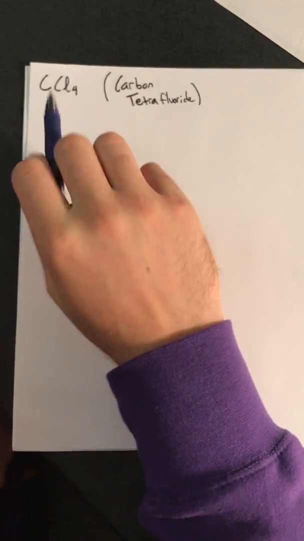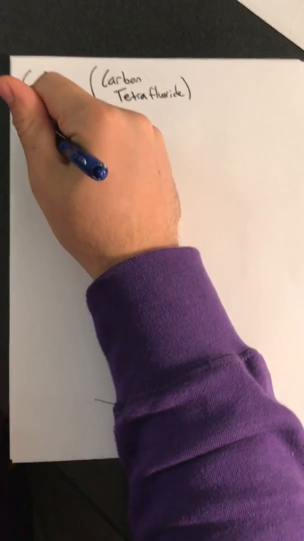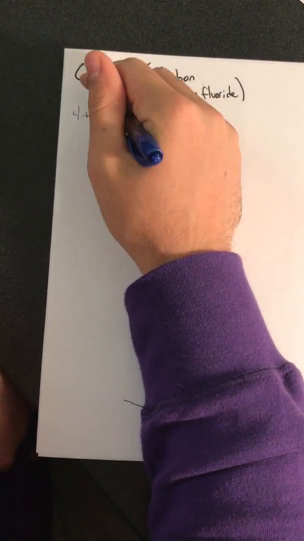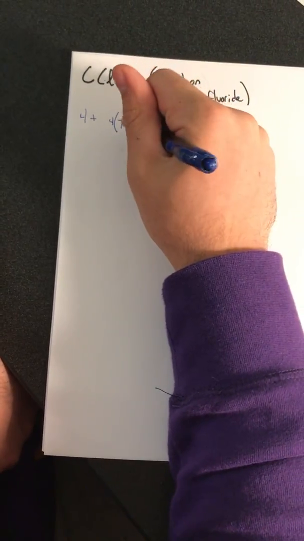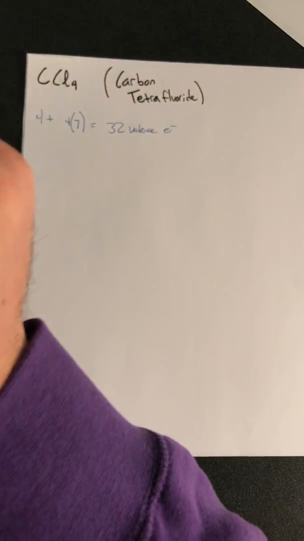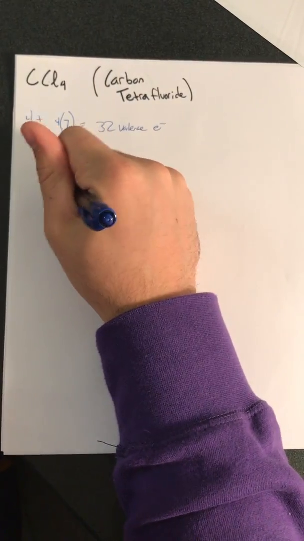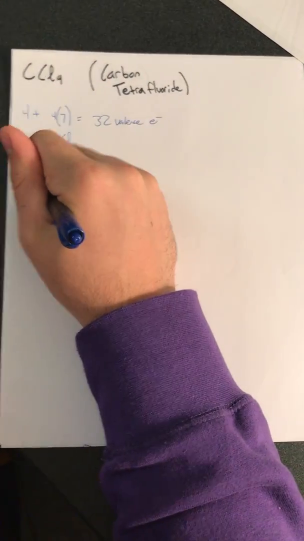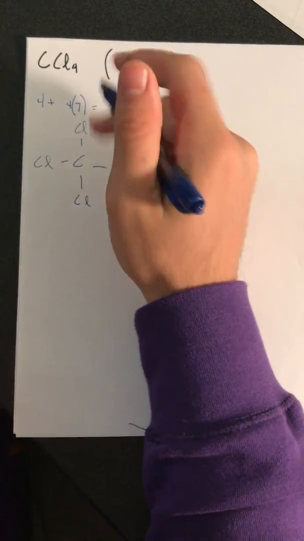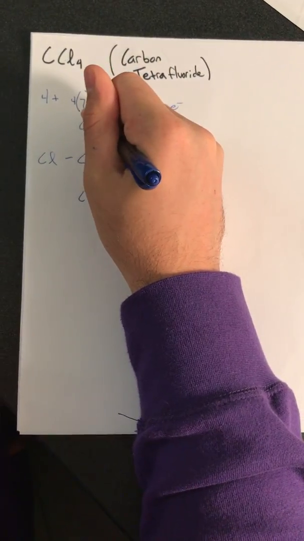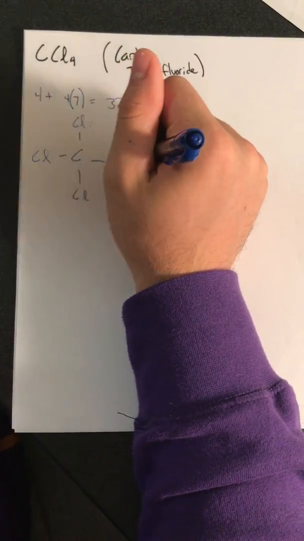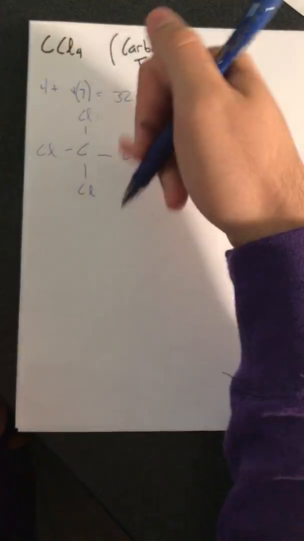Now we have carbon tetrafluoride. So we know there are 4 valence electrons in carbon and then 7 in each fluorine atom, which will result in 32 valence electrons. So now we can draw our Lewis structure. It's just going to look something like this. Carbon likes to have 4 bonds, which will give it a formal charge of 0, and fluorine likes to have 1 bond. So all our formal charges here are 0.